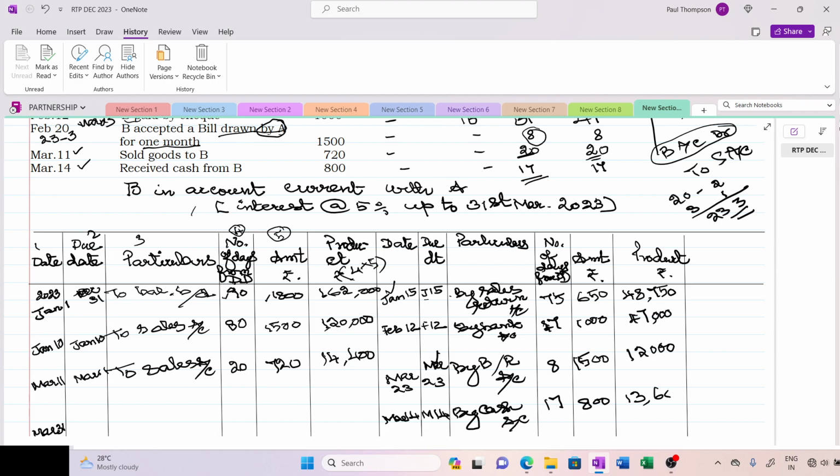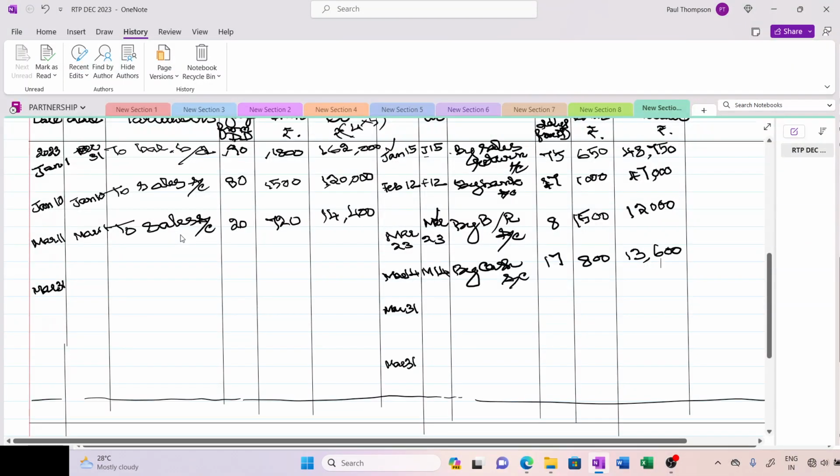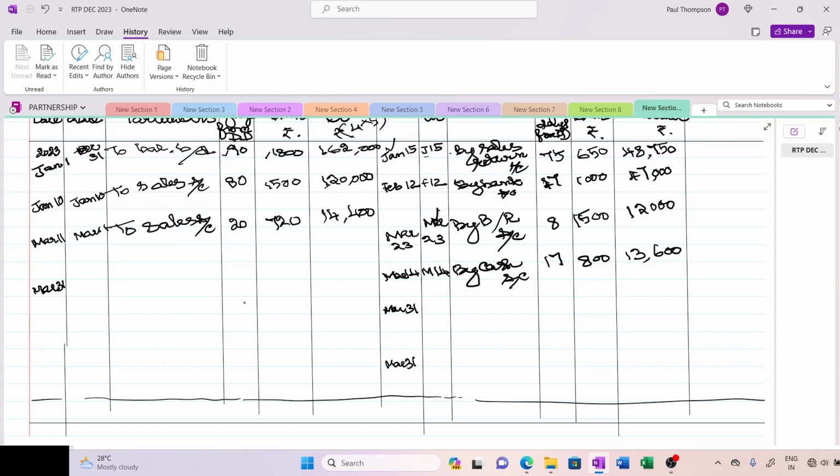Very, very simply it is over. So now what we have to do? Now we have to first find out the balance of product. Then we will go for interest calculation. So we have to add the product. Now what is this amount?